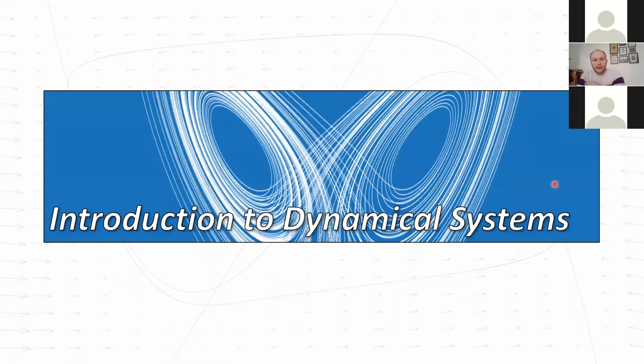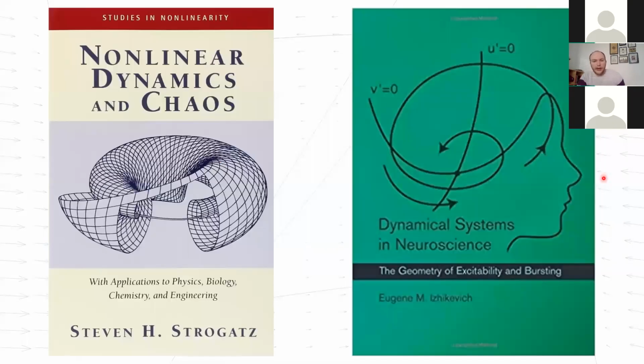So now I'm going to talk to you, and this is going to be the main focus really of this talk, about dynamical systems. Dynamical systems is the mathematical background behind implementing these computational models of brain dynamics. So here are two books that I think are quite nice and quite interesting for people who don't necessarily have a really strong mathematical background.